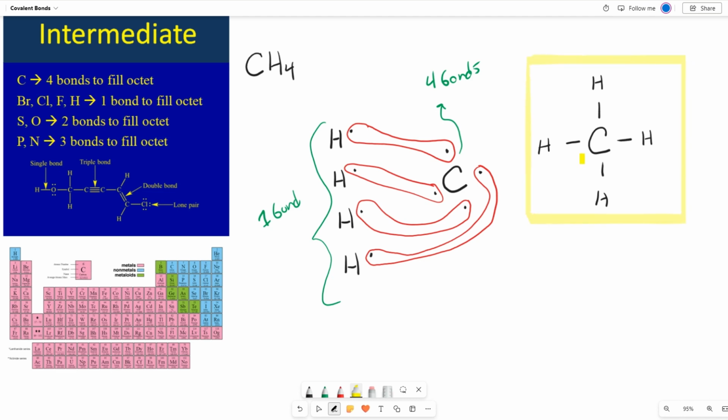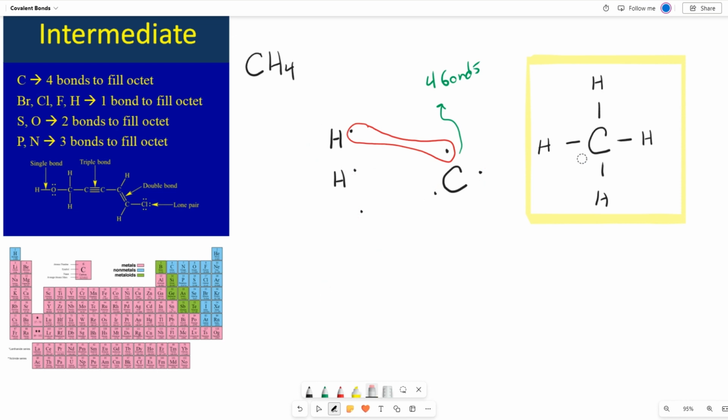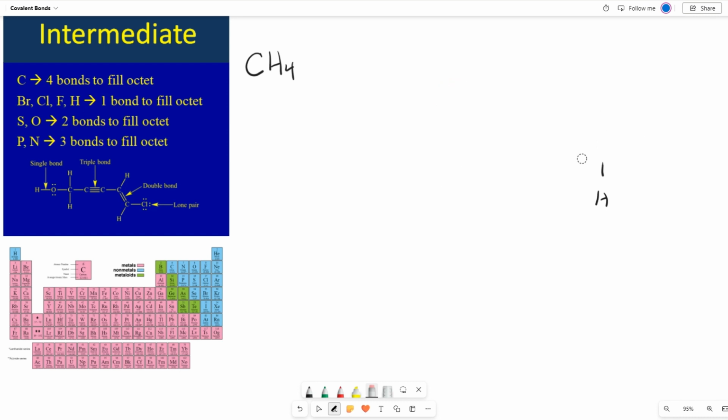Okay, let's take a look at one more example. And this is one where you're going to end up actually having a double bond involved. And for this example, we'll take a look at CH2O. So for this molecule, it has a total of 4 atoms in it, 1 carbon, 2 hydrogens, and 1 oxygen. And we're asked to draw a Lewis structure for it.